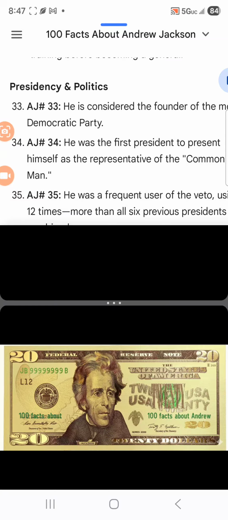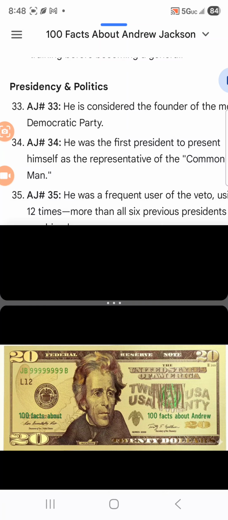Presidency and politics. AJ number 33. He is considered the founder of the modern Democratic Party. AJ number 34. Yes, they called him a jackass, and then he said, "Oh, I like that. I like the animal," and then that became the animal of the Democratic Party. Interesting enough. He was the first president to present himself as the representative of the common man.